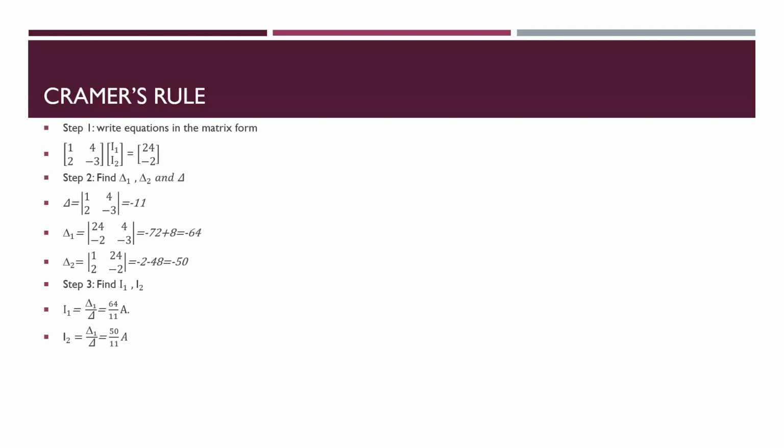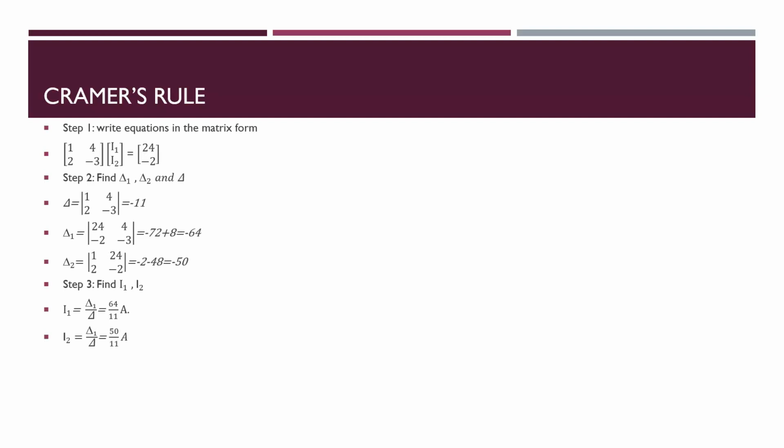Now in the final step, you have to put the values of delta 1 and delta like this. I1 is equal to delta 1 by delta, so you will get 64 by 11 ampere, and I2 you will get as 50 by 11 by putting in the values of delta 2 and delta. Now this is for 2 variables.